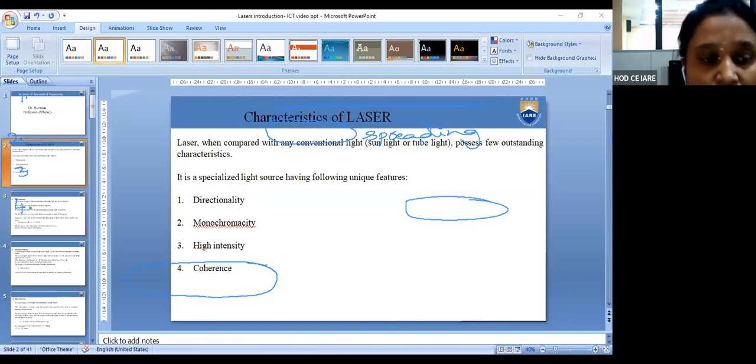What are R1 and R2? R1 and R2 are radii of the laser beam. So here I'm going to take one screen. Suppose this is my screen.